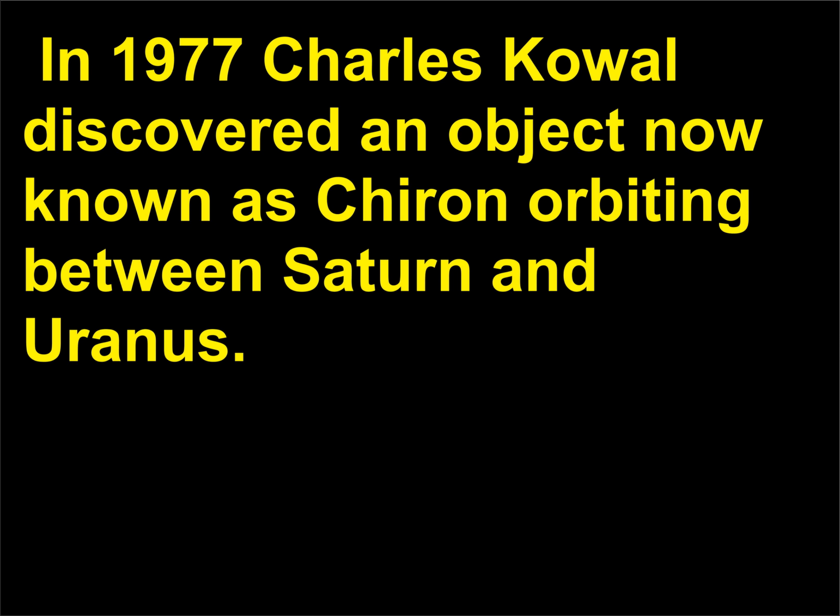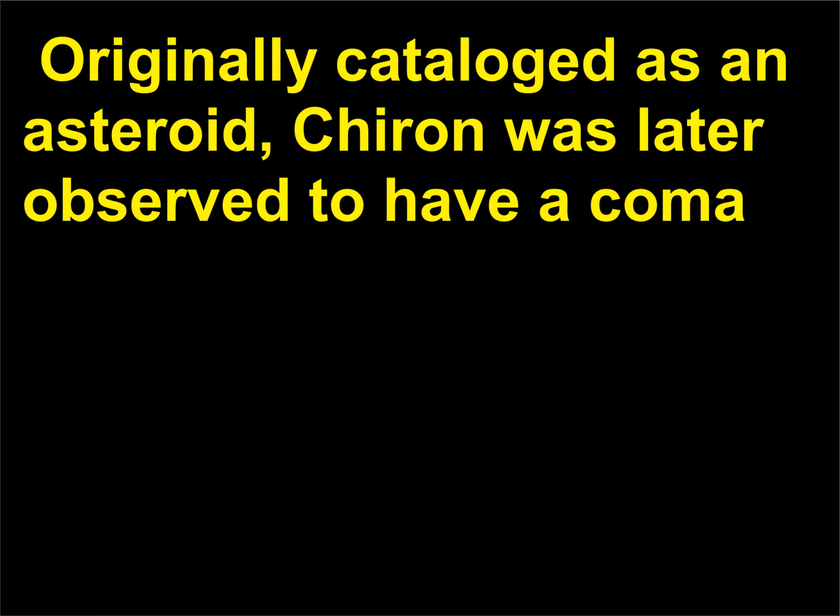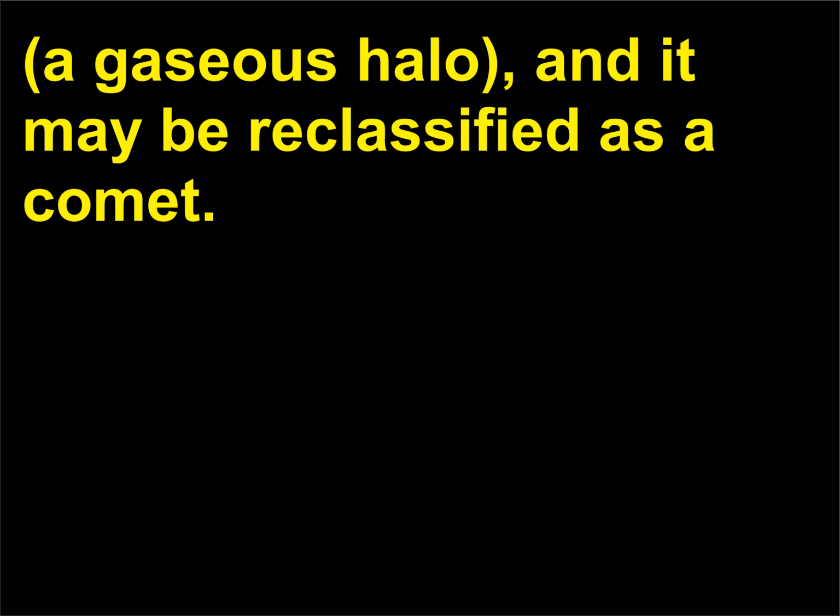In 1977, Charles Cowell discovered an object now known as Chiron orbiting between Saturn and Uranus. Originally catalogued as an asteroid, Chiron was later observed to have a coma, a gaseous halo, and it may be reclassified as a comet.